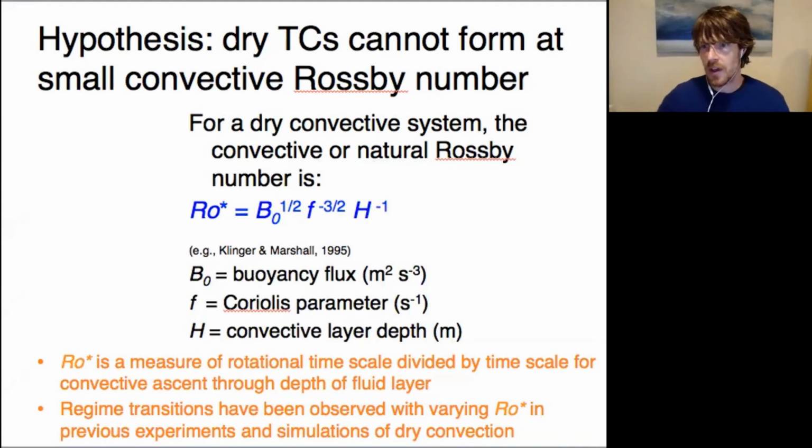And as a consequence, individual convective events develop balanced circulations associated with them. You don't see just popcorn convection, you see strongly rotationally constrained convection. And regime transitions have been observed with varying convective Rossby number in other experiments and simulations of dry convection.